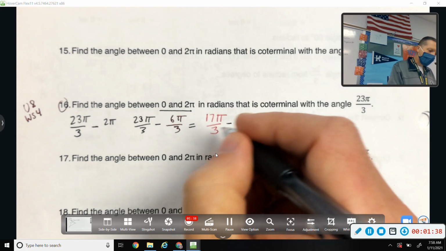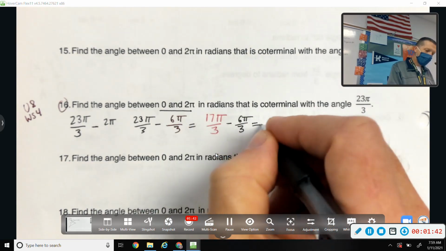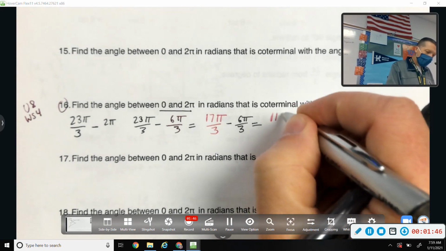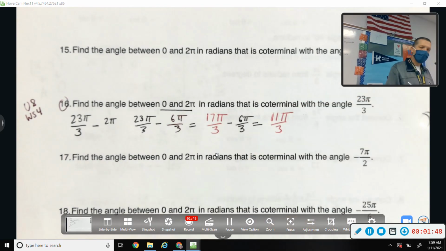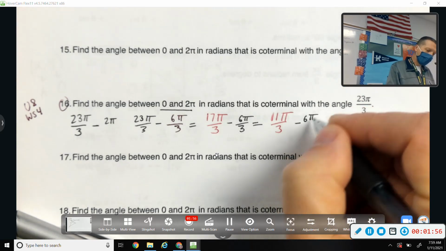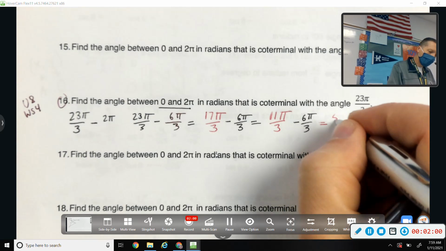Subtract again. This time I've already got a common denominator, so I'll just jump straight to minus 6 pi over 3. 11 pi over 3. Is that one okay? No, because it's not between 0 and 2 pi. So I'm going to subtract again, and I'm just going to keep subtracting until I get something between 0 and 2.